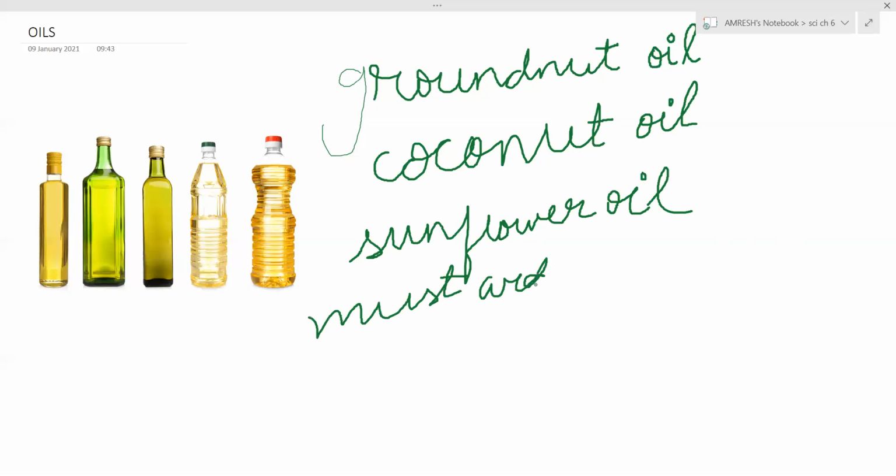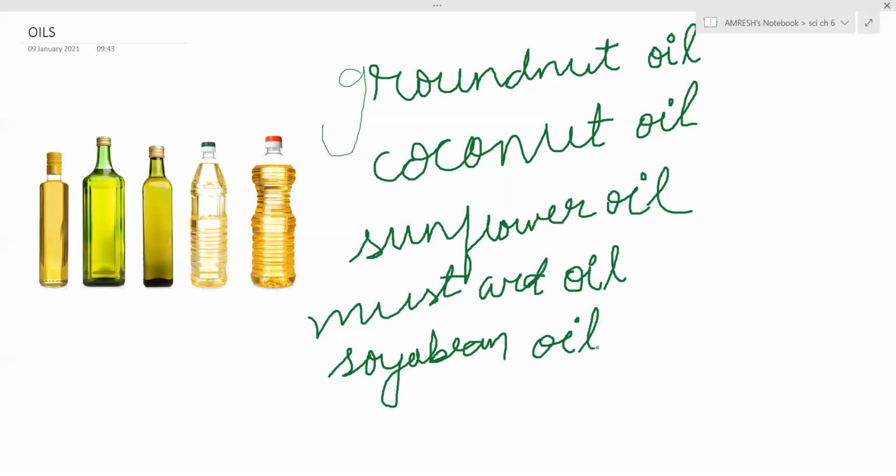These are the basic oils that we use in our day-to-day life. Coconut oil we use as a hair oil also. Some use coconut oil to prepare food items also. And also some use soya bean oil. Nowadays soya bean oil is also used. Rice bran oil. You must have heard olive oil. So they all are the oils that we use in our day-to-day life.